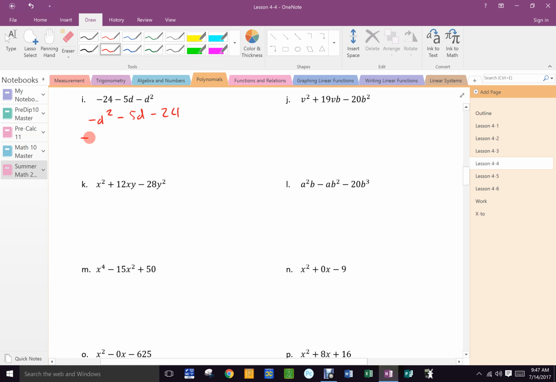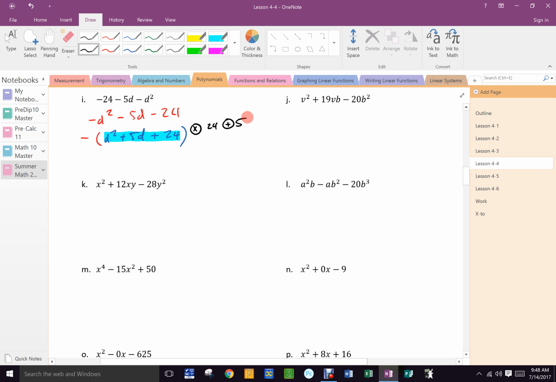So if I pull out a negative, what's that make the inside now? D squared plus 5d plus 24. And it'll all show up in a sec like it always does. So now I look at that and I say to myself, self, if that's going to factor, I need numbers that will multiply to what? And add to what? 5. What are they?